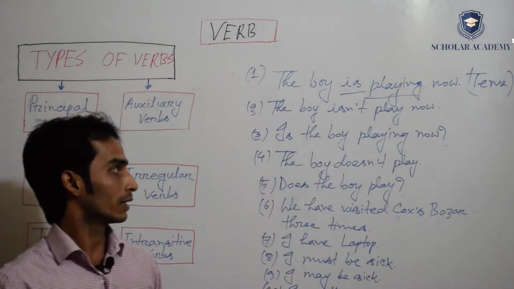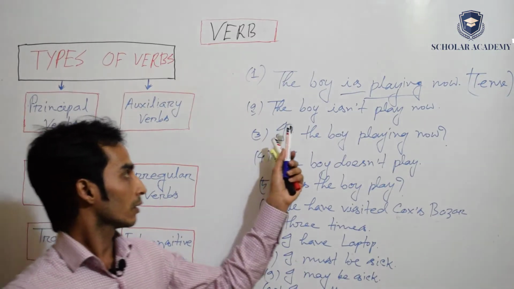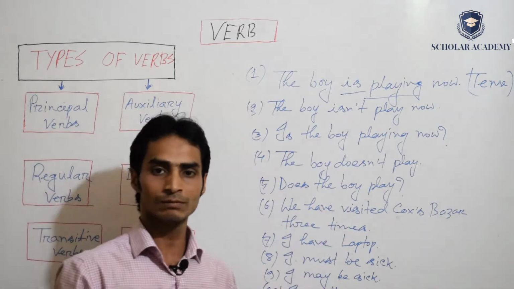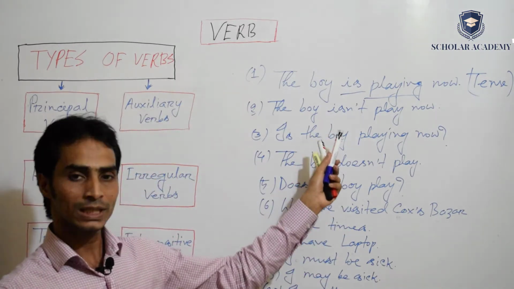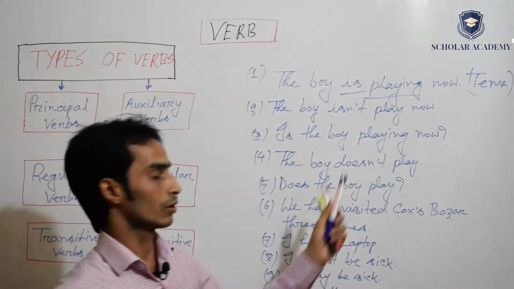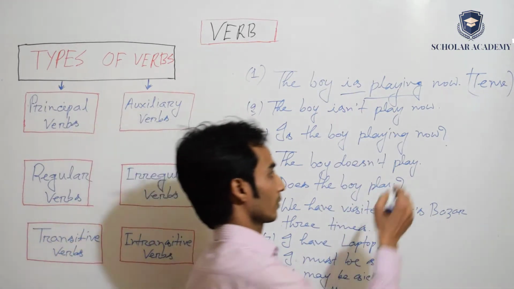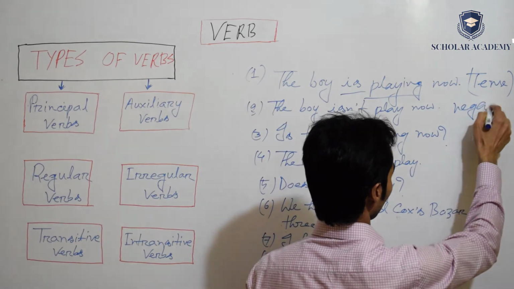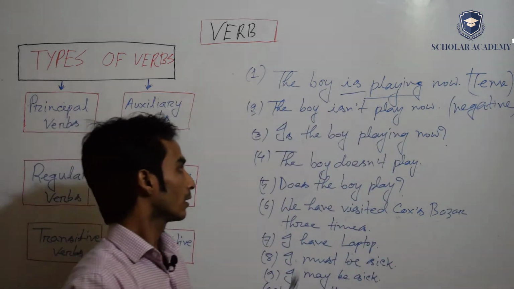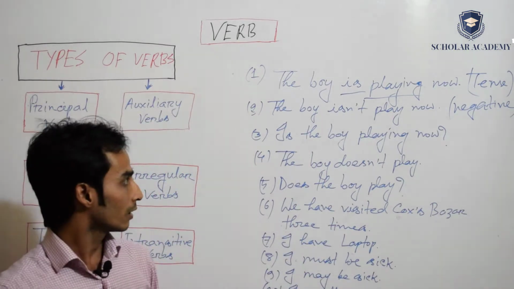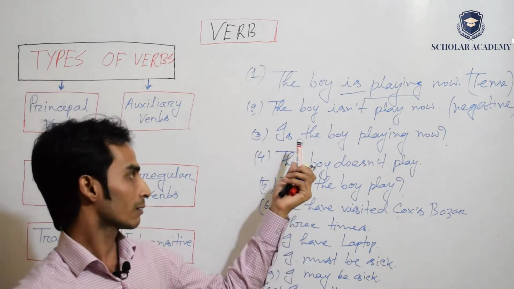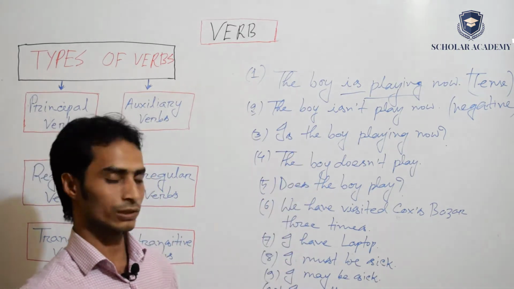Let's look at another example. The boy isn't playing now. The sentence is negative, and we see that is helps us to form a negative sentence also. The next sentence is: is the boy playing now? Here is helps us to make an interrogative sentence.